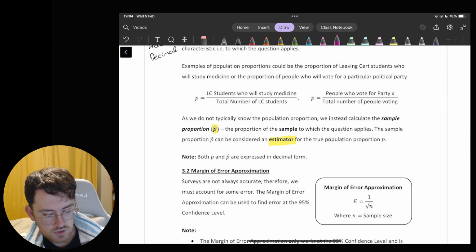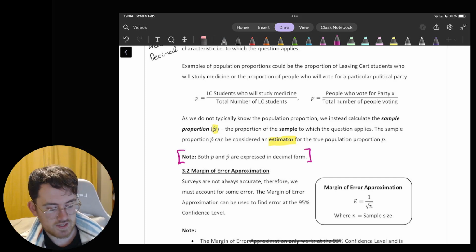An important note here is that both of those generally will be expressed in decimal form.